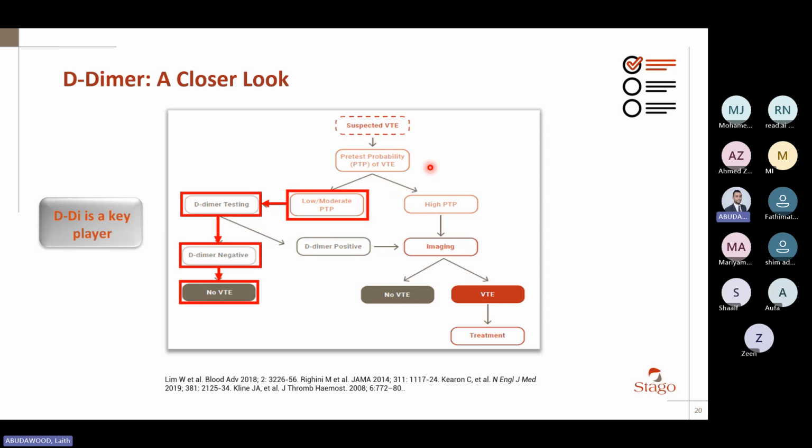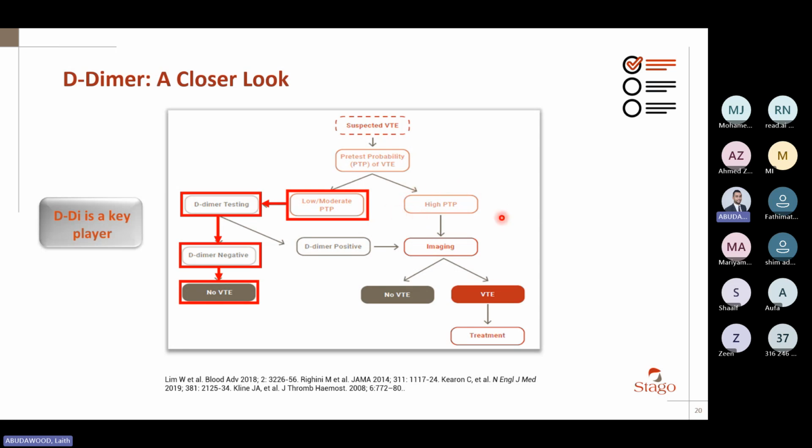What that simply means, if you have a higher probability, you have a very high likelihood of having VTE. Moderate probability means you have a moderate probability of having VTE. Low probability means you have a slim chance of having VTE, so a few percent usually, okay? Now, D-dimer is not very useful when you have a high probability of VTE.